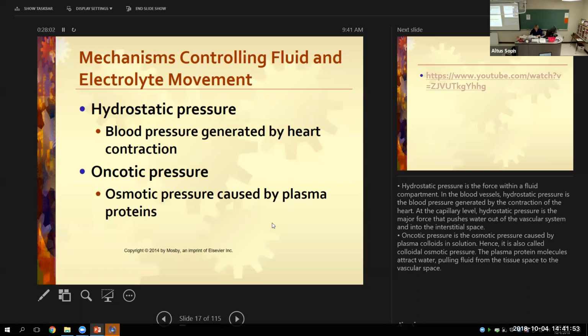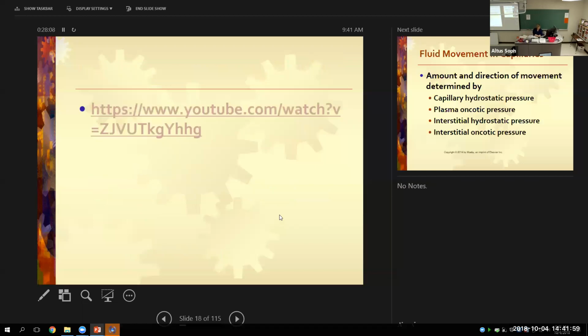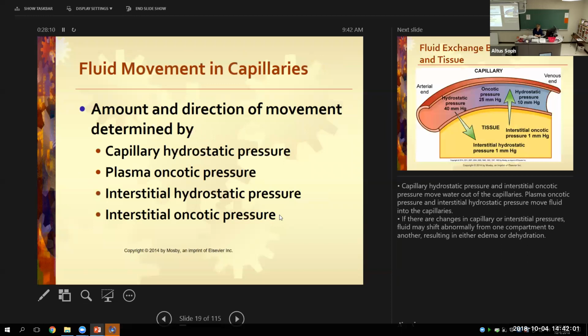Okay? That's where oncotic pressure comes into play. So let's read about oncotic pressure. We'll watch that in a minute. Okay. Oncotic pressure in your book says this. It is the osmotic pressure caused by plasma colloids in solution. The major colloids in the vascular system contributing to osmotic pressure are proteins such as albumin.